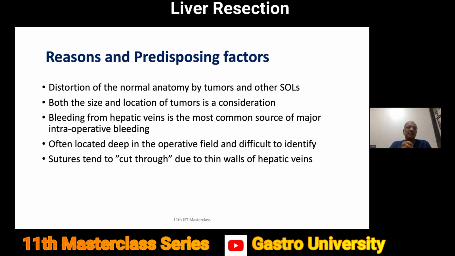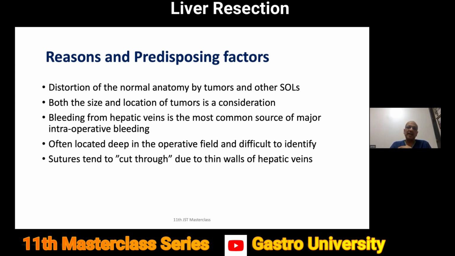Continuing on the same line, then distortion. Once you understand the normal segmental anatomy of the liver, at the same time, because you are operating on a pathology, which often causes distortion of the normal anatomy, you have to realize and understand the distortions caused by the lesion that you want to resect before you actually venture into the OT and operate upon that particular lesion.